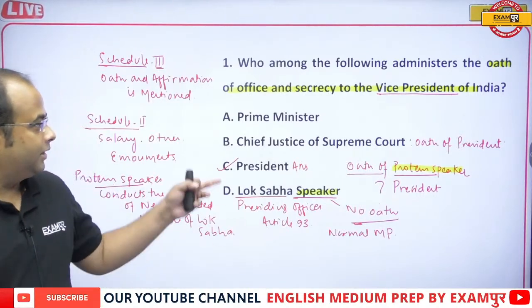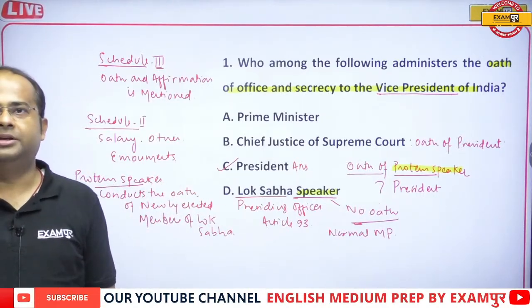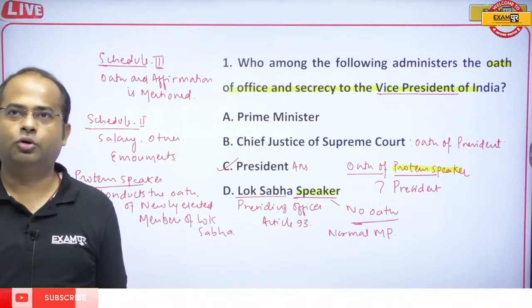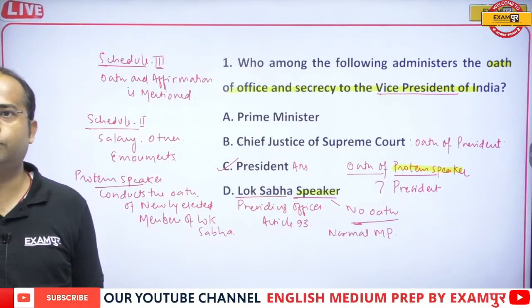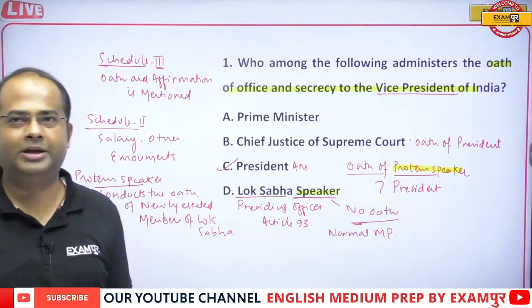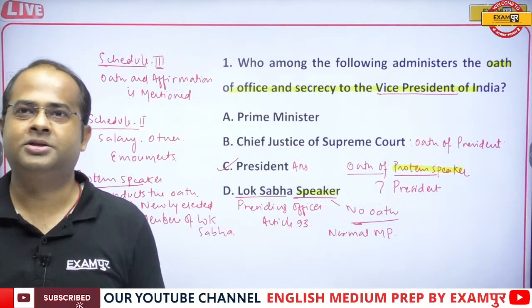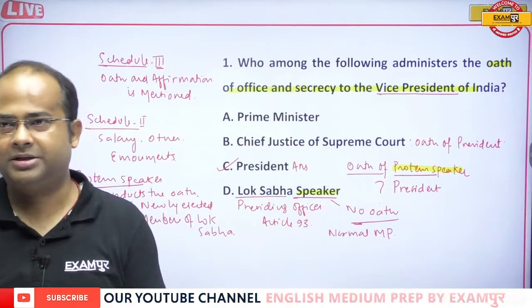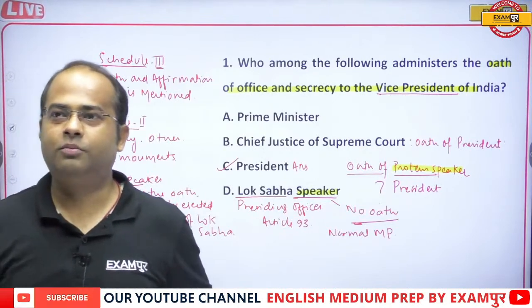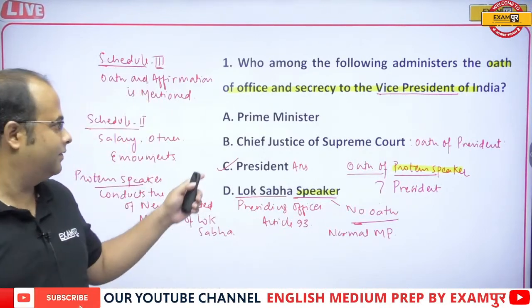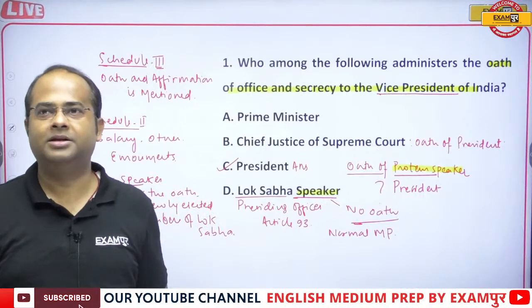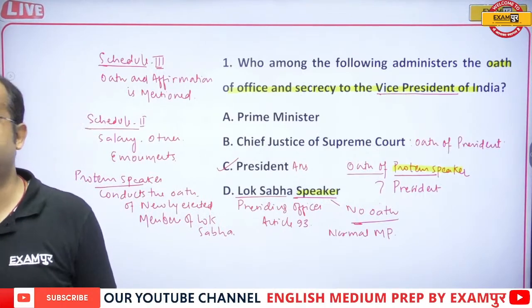So, the correct answer will be what? It will be option C, that is the President of India. I was thinking that maximum of you would give the correct answer. Some of you started answering Chief Justice. The Chief Justice conducts the oath of the President. So, the correct answer will be option A, and this is the first question that we are discussing.